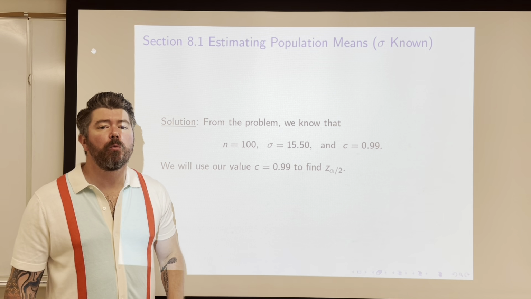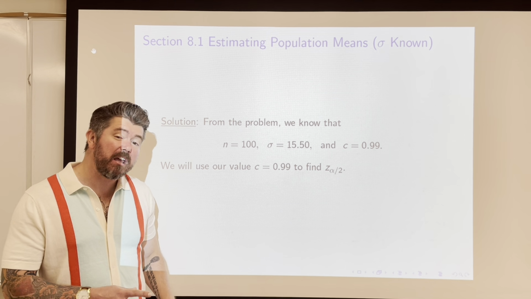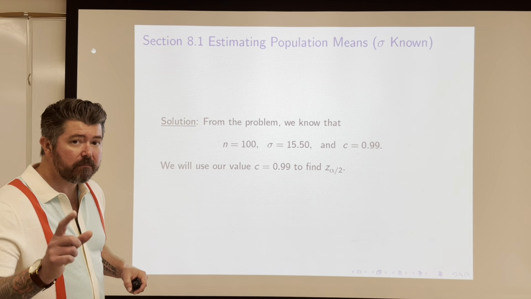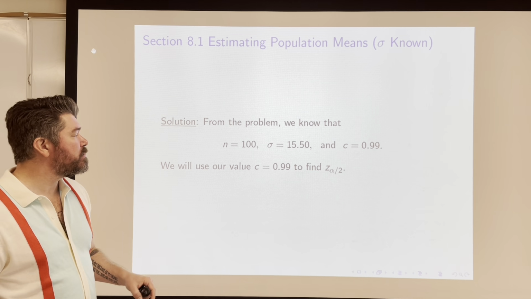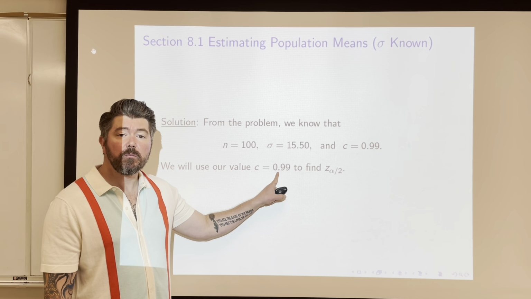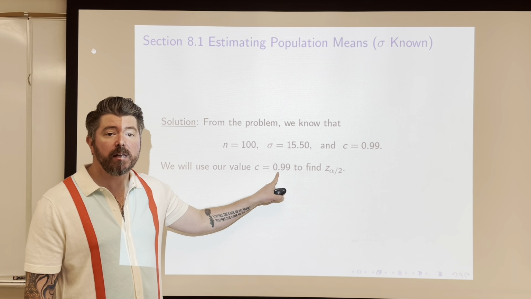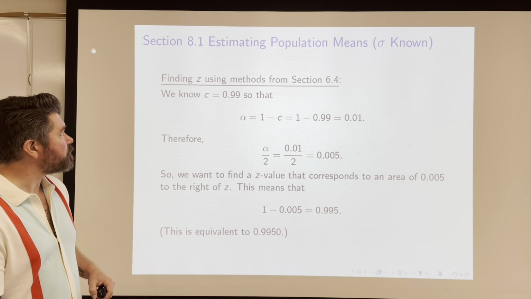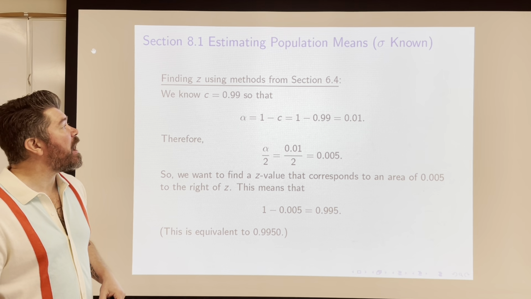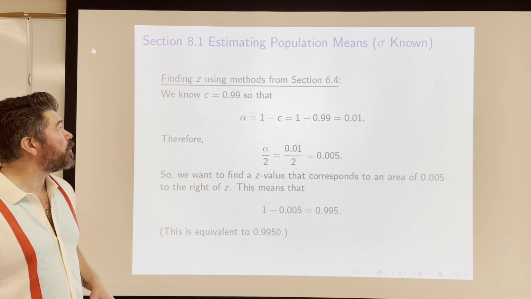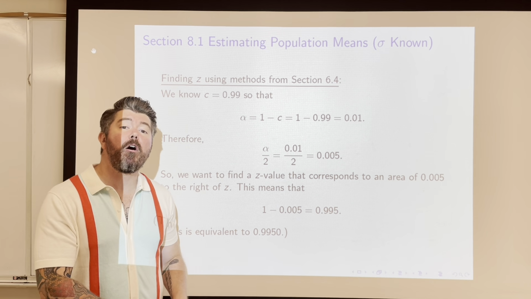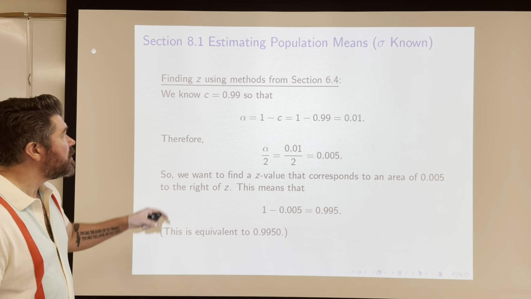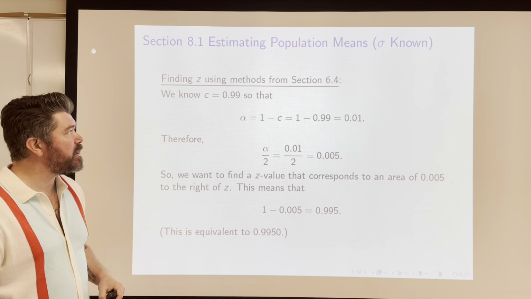Now remember, whenever we use percentages in our calculations, we convert them to decimal values, okay? Don't forget that. So we will use our value C, which is 0.99, representing the 99% confidence, to find our critical z value, okay? So finding the z value using methods from section 6.4. So let's recall from 6.4, we talked about the inverse normal distribution. So we know C is 0.99.